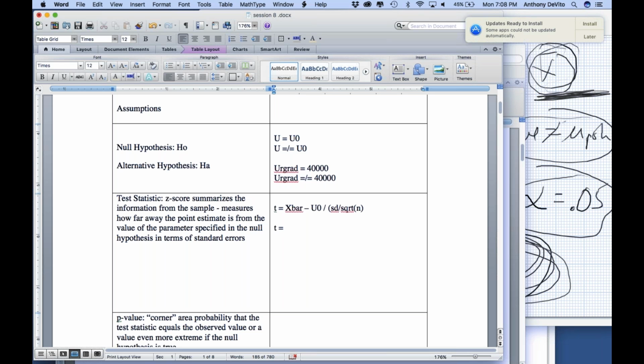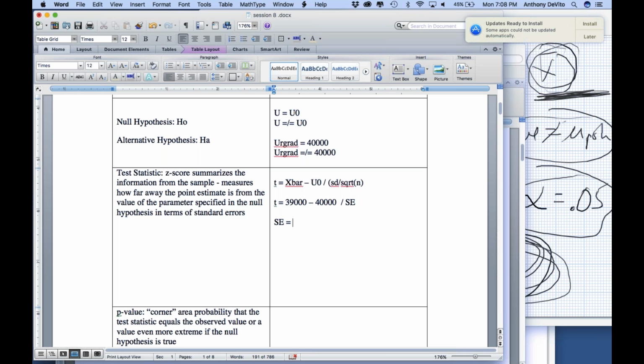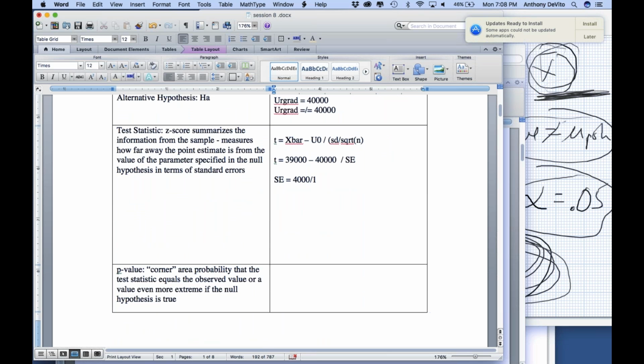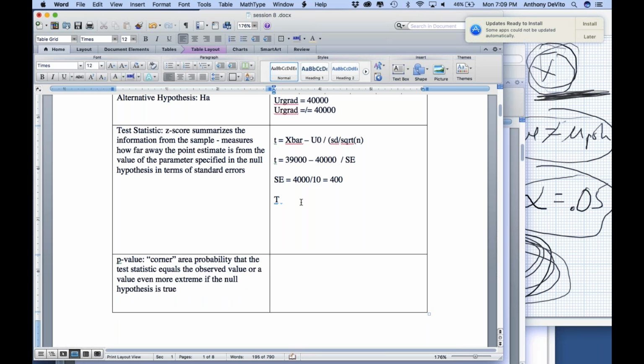As you continue working on that, I'm going to start to fill in the numbers. That's going to be 39,000 minus 40,000 over the standard error. I'm going to calculate the standard error separately. It's equal to the standard deviation, which was 4,000, over the square root of the sample size. Sample size was 100, so that's 10, which is equal to 400. So my t-score is going to be negative 1,000 divided by 400, which is equal to negative 2.5.